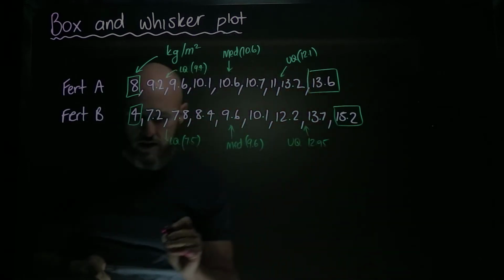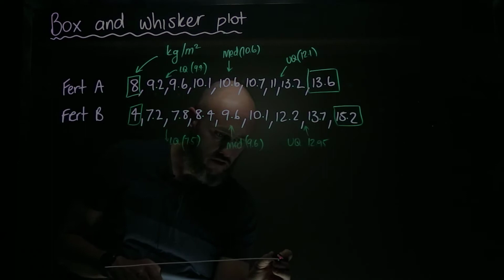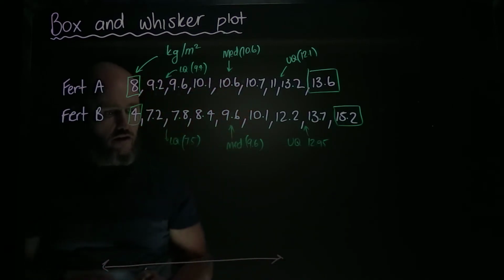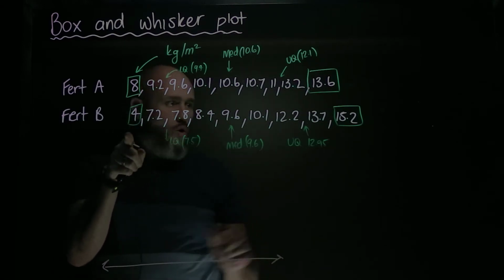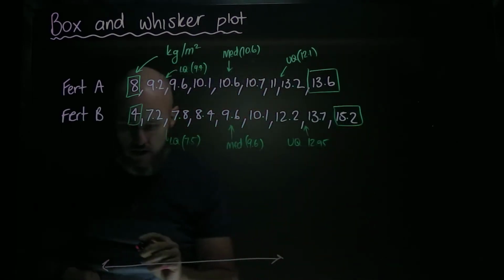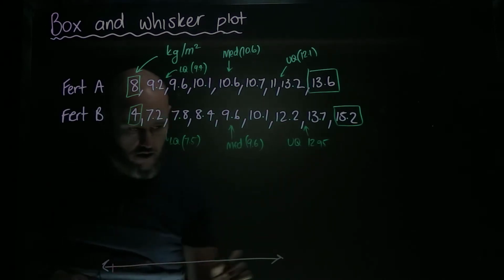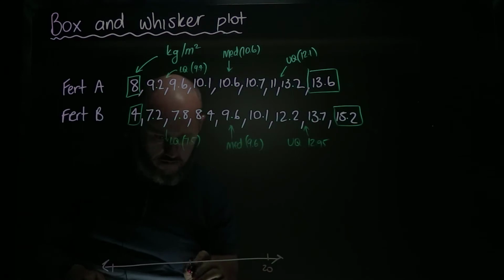So I'm going to do a box plot down here. I'll put a lower boundary scale, hoping it's high enough to be on the screen for you. And on the scale I need to go from 4 to 15.2. So they're my smallest and largest. So I'm actually just going to go from 0 to 20. I'll cut it in half to get my 10. I'll cut it in half again to get my 5.